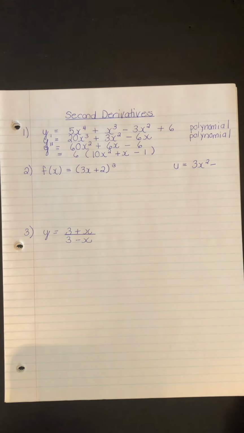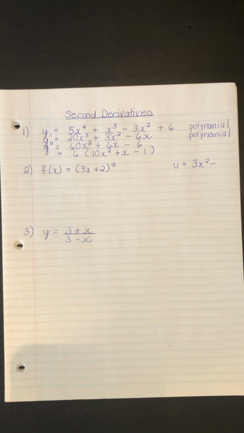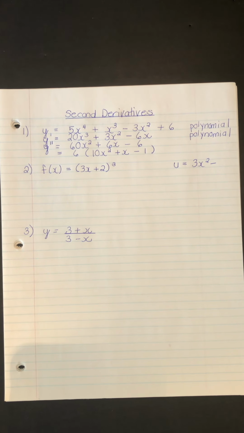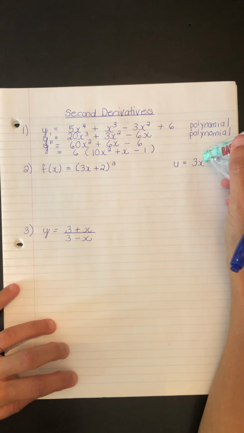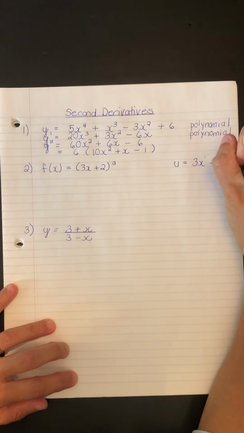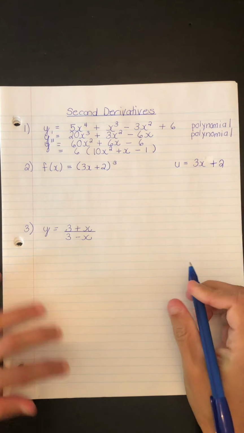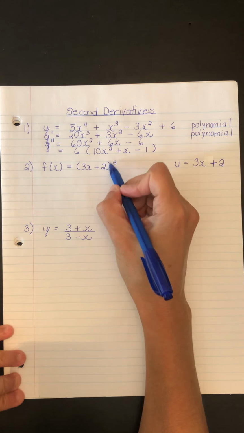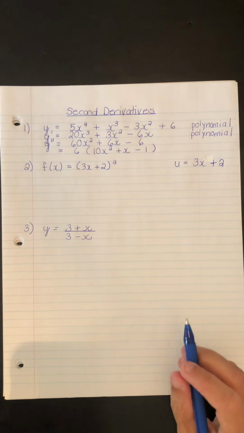Oops, 3x plus 2. Let me go get some white out. Give me a second here. There we go. Okay, 3x plus 2. Sorry about that. That's our u. And our n value is 3.